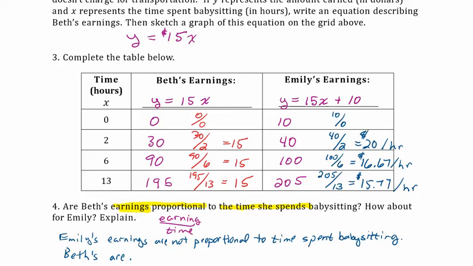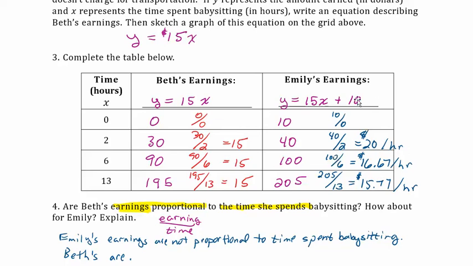Okay, what's happening here? Well, Emily's charged $10 up front, right? So if you get Emily for 2 hours of babysitting, you're going to have to give Emily $40. So you've really paid her on average $20 per hour. And the reason it's not $15 per hour is because you had to pay an extra $10 in there over those 2 hours.